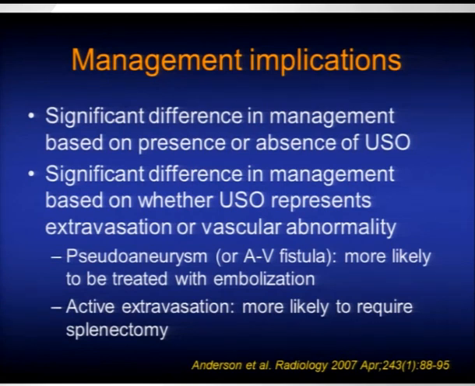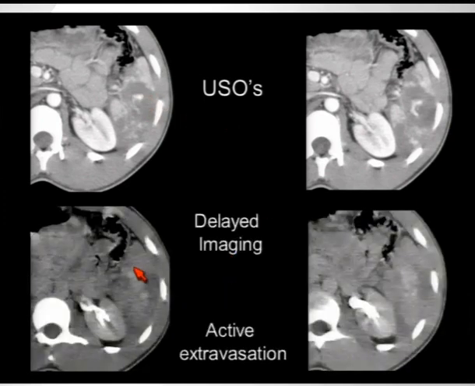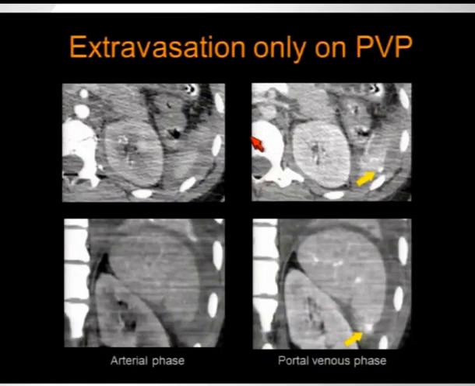Most of the contained vascular injuries are going to be treated with embolization. Active extravasation is a lot more controversial, much more likely to require splenectomy. Not all patients will go for splenectomy. Sometimes they'll try to salvage a spleen with embolization, but for the most part, active extravasation in the spleen is going to end up in splenectomy. And here's another example of a USO in the spleen. Delayed imaging shows change in morphology. It's increased in size. This is active extravasation. Patient gets splenectomy.